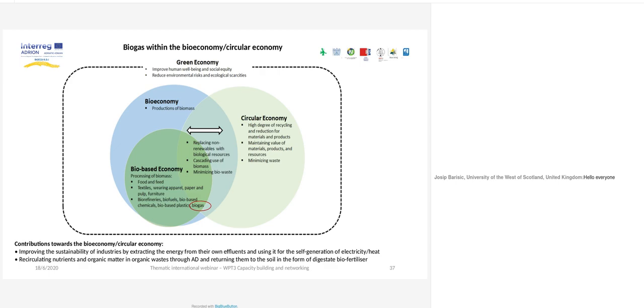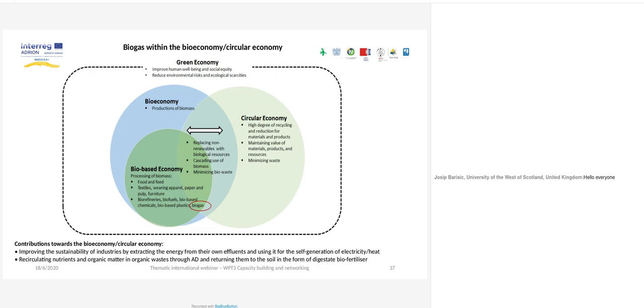First of all, let us see the Venn diagram of the bioeconomy. You see here the green economy. Within this green economy are the bioeconomy, the bio-based economy, and the circular economy. There's a cross-cutting and overlapping area between the bioeconomy and the circular economy, and somewhere there is the biogas production. So we have the contribution of this biogas to the bioeconomy and circular economy.